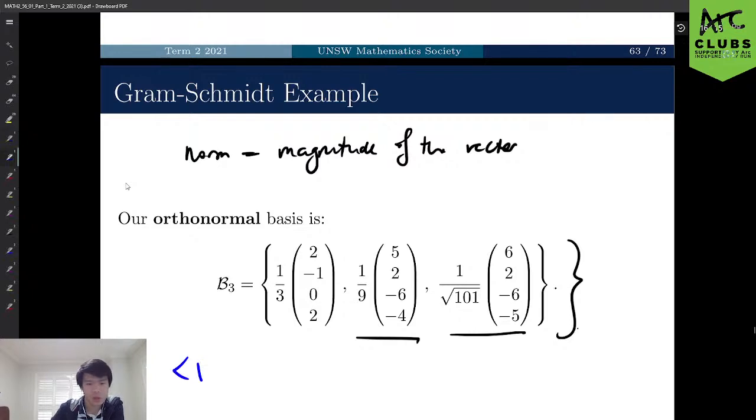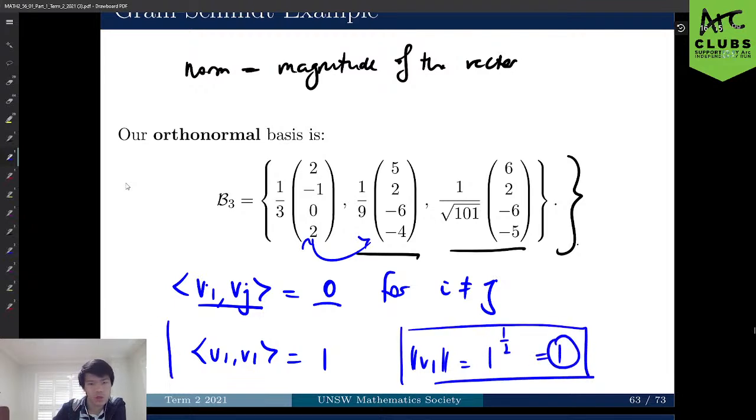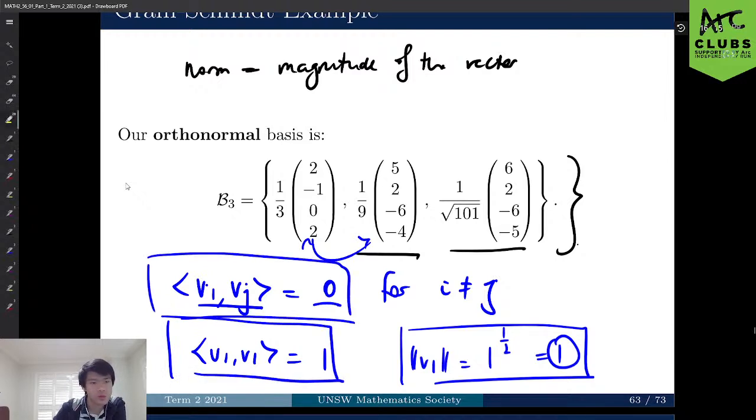So remember our two properties. So vi, vj equals 0 for two different vectors. And also v1, v1 equals 1, which is to say that the norm of v1 is equal to the square root of 1, which is just 1. So those are our two properties here. Number 1 up here, and number 2 down here.